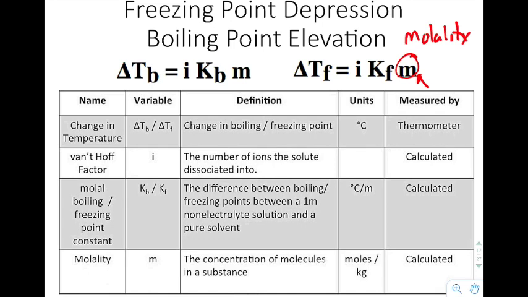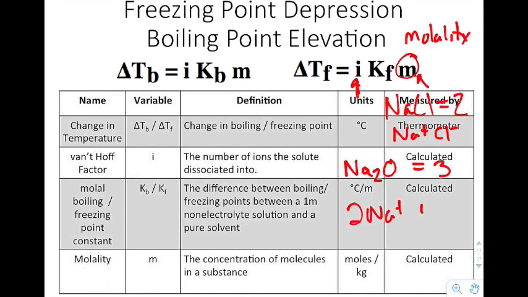Whenever you look at this i term, it is talking about the number of ions in a particular substance. Sodium chloride would have two ions: there's an Na+ and there's a Cl-. If you look at something like Na2O, this i factor, this van 't Hoff factor, would be 3 because you'd have two Na+ ions and one O2- ion for a total of 3 ions. So that's what they mean by the van 't Hoff factor: how many ions there are.